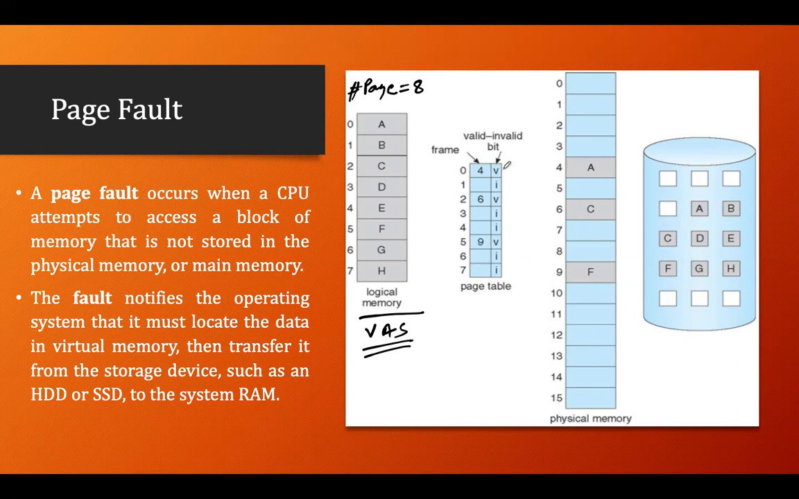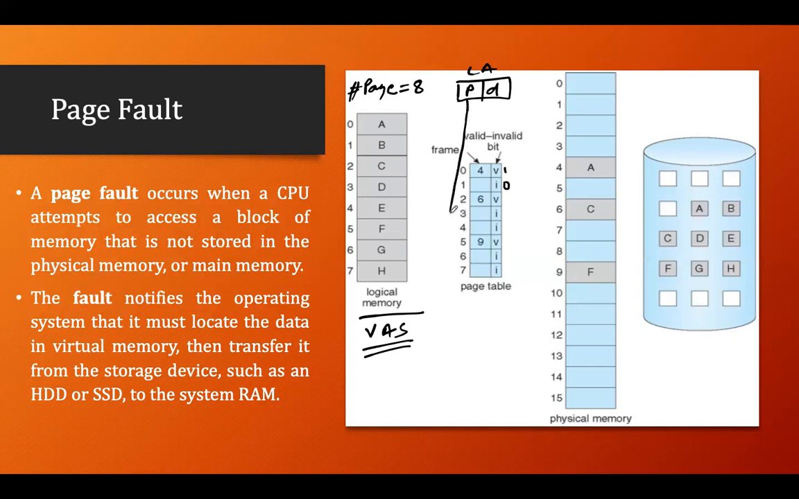And this is the valid-invalid bit. Valid means 1 and invalid is 0. So whenever we have 1, it means that particular page is available in the physical memory. If it is 0, the page is not available in the physical memory. When the CPU generates the logical address, which is divided into page number and offset, it will look for the page number here.